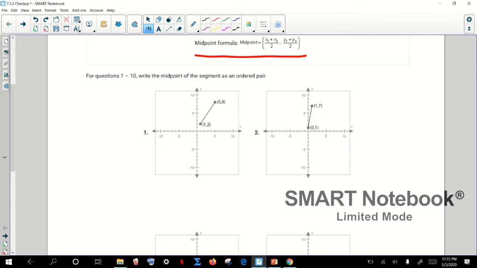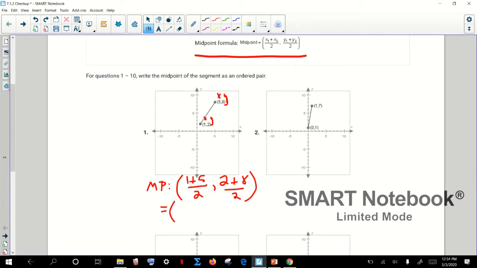Alright, so we have our points (1, 2) and (5, 8). So there's our x and y, and then another x and y. If we want to find the midpoint, all we have to do is take the average of the x and the y values. So we can add the x values, 1 plus 5, and divide by 2, and then add the y values and divide by 2. You can do these separately, or you can do it how I'm showing right here, where you put it directly in the parentheses and then simplify from there.